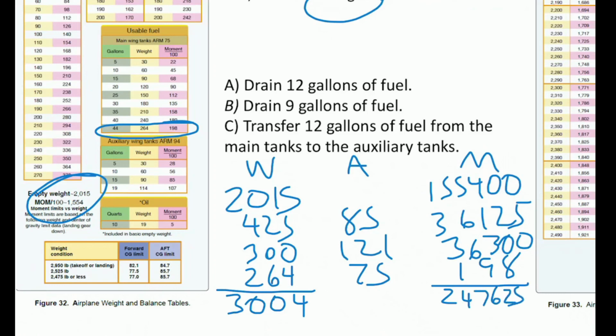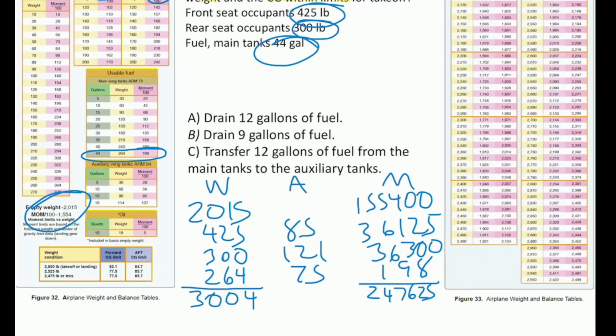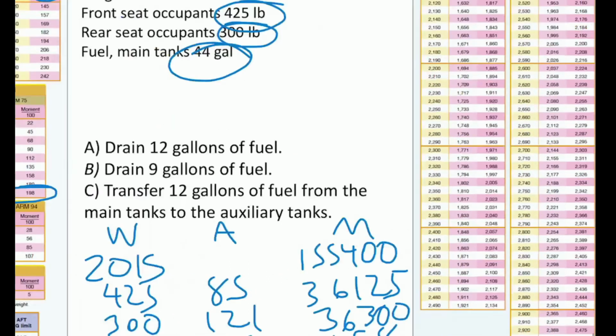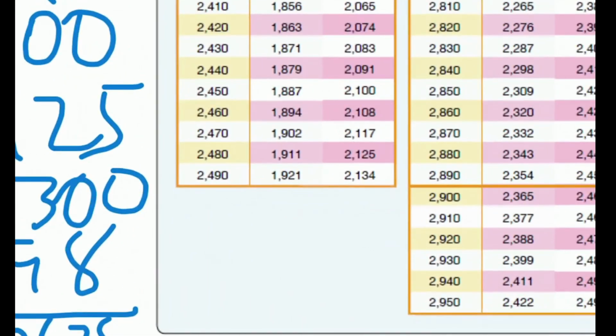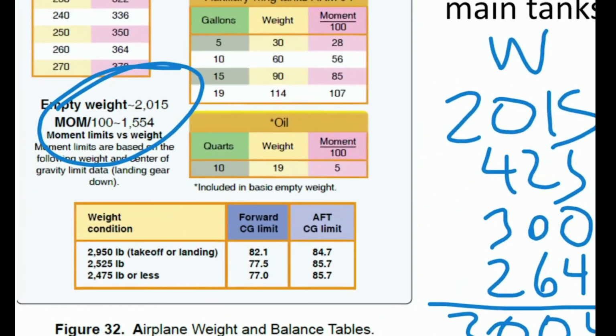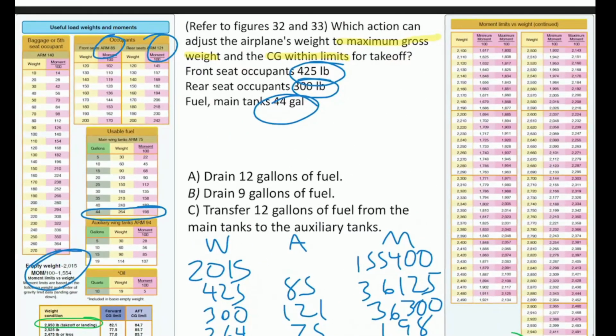Okay. So first, now that we did that, let's re-look at what the question asked. Which action adjusts the airplane's weight to maximum gross weight? Well, what is maximum gross weight before we get too much into it? Well, max gross weight, you can see here, is 2950. Weight condition 2950 is also there. Let's see if it says it anywhere else. All right, well, there you go. 2950.